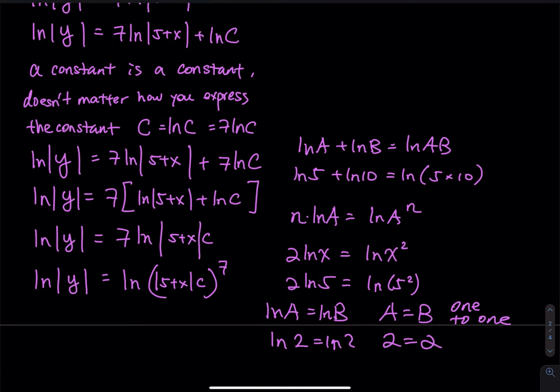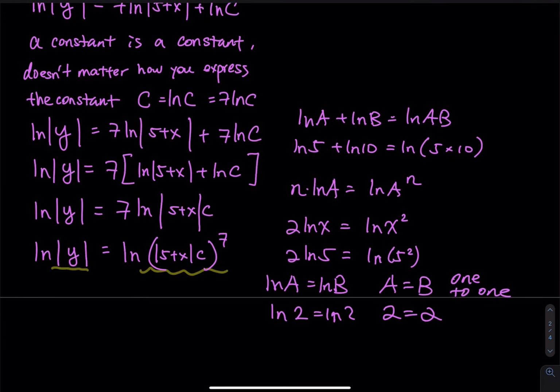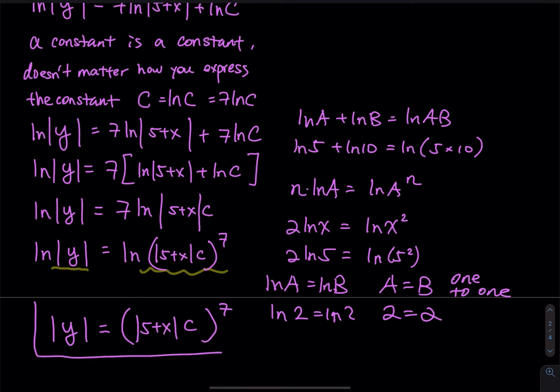So now you have this equal to that, so you can say that the absolute value of y is equal to parenthesis, 7th power, absolute value of pi plus x, and then times c. So this is your final answer.